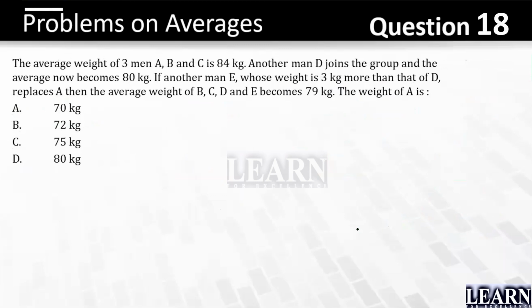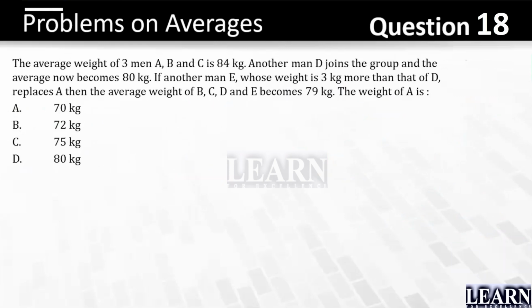The average weight of three men, A, B, and C, is 84 kg. Another man, D, joins the group, and the average now becomes 80 kg. If another man, E, whose weight is 3 kg more than that of D, replaces A, then the average weight of B, C, D, and E becomes 79 kg. The weight of A is?